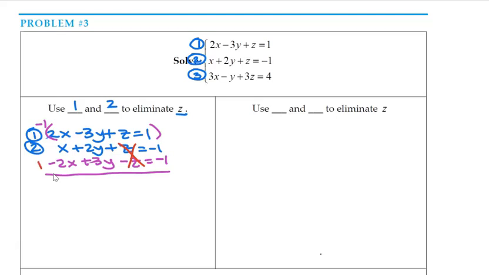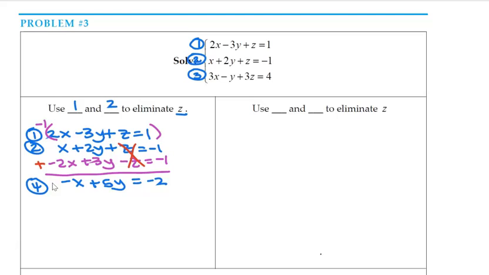And then let's add together what we have left there. So I've got negative x plus 5y equals negative 2. All right, now I made a new equation. Let's call that equation 4.